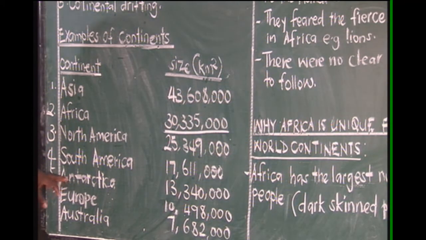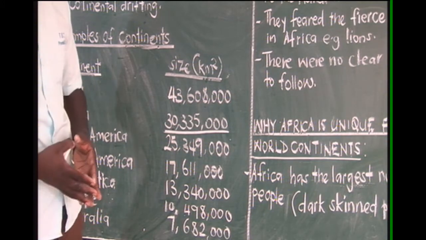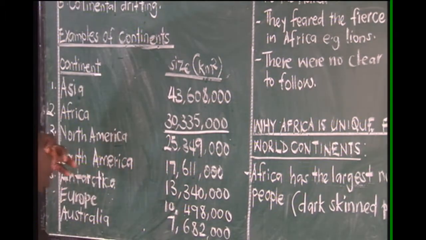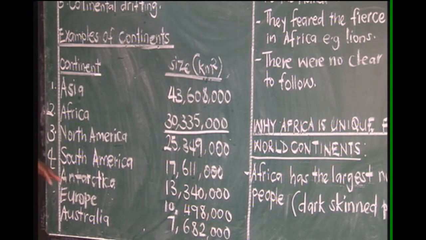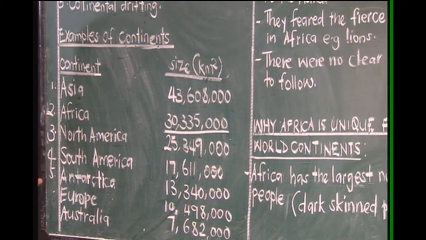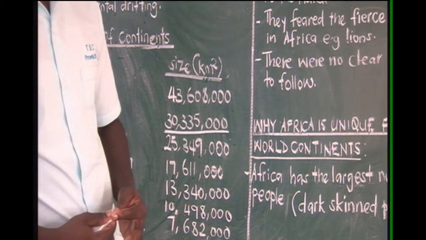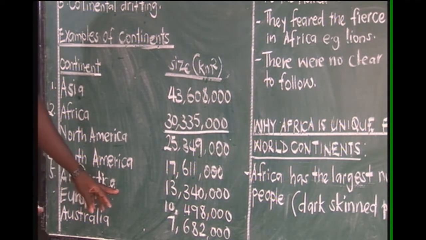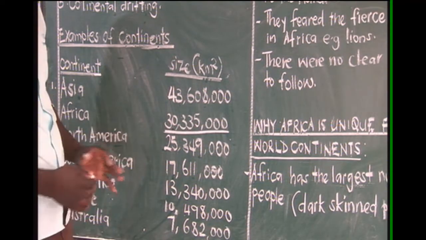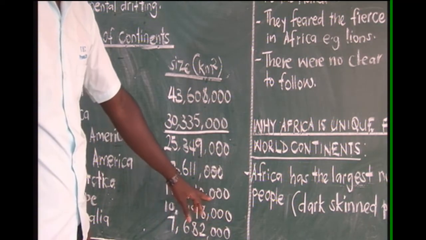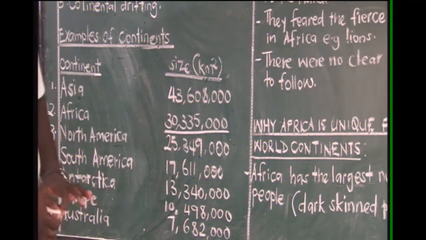Then we go to Antarctica. Antarctica is that continent which is not inhabited, which is not occupied by people. If you are asked to name the continent which is not good for human settlement, you will find that this one does not have people living in it. The reason is its temperatures are too cold. It's too cold to support human life, so people do not live here. Antarctica covers 13,340,000 square kilometers.